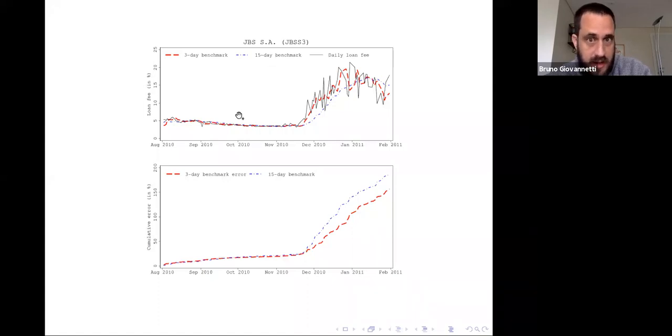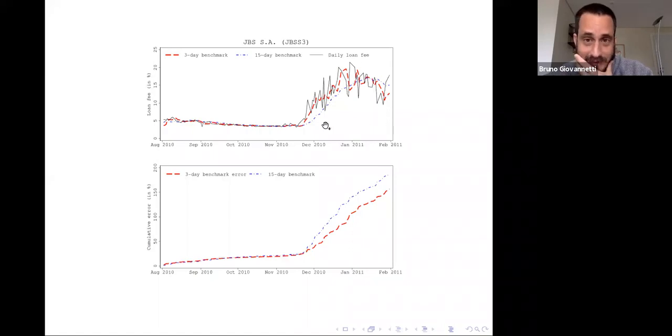Simply the average of the daily loan fee in the previous 15 days, right? And the red line here is the 3-day benchmark, the average of the daily loan fee over the previous 3 days. Short sellers, and this is important, were not able to observe the daily loan fee. They had no clue on this. Before the change, they were able only to observe the blue line. And after the change, they were able to observe the red line.